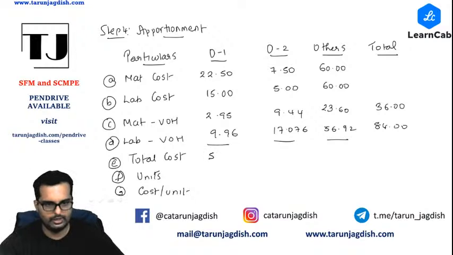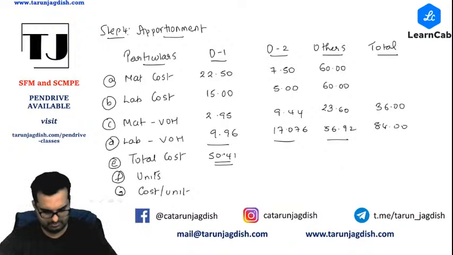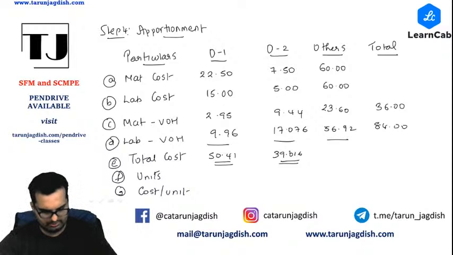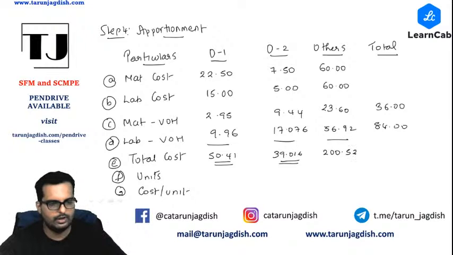That is 50.41 for the first one. Second one would be 39.016. The last one is 60 plus 60 plus 23.6 plus 56.92, that is 200.52. So here we are having how many units?